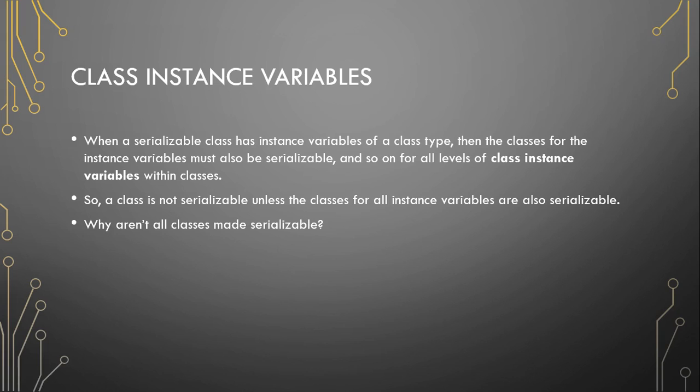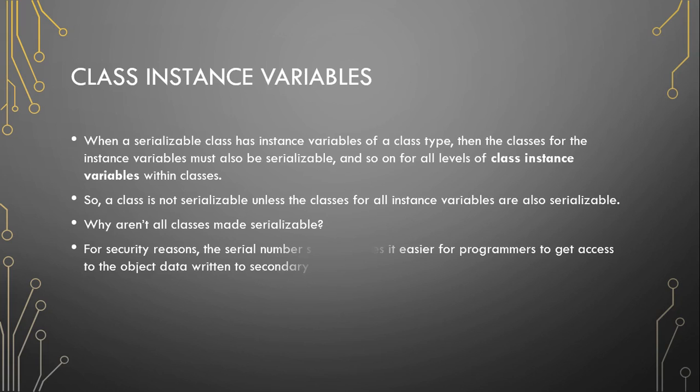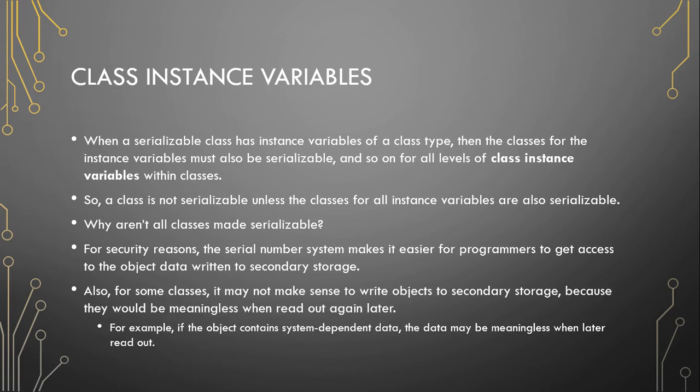So you might ask, well, if we can serialize everything, why don't we? It's very simple. Security reasons are one of the biggest things. The serial number makes it easier for programs to get access to the object data written to secondary storage. Also, for some classes, it may not make sense to write objects to secondary storage because they would be meaningless when you read them out later. For example, if the object contains system-dependent data, the data may be meaningless when later read out.